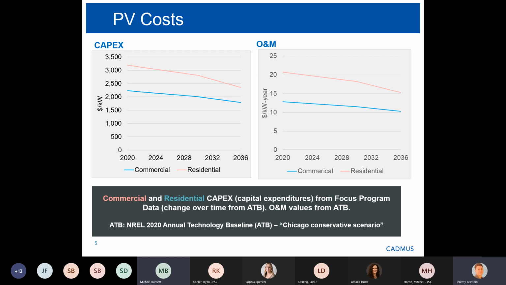Okay. Yeah, I think that's a great idea because most of our commercial systems are over 100 kW, and we haven't seen that $2.25, which is kind of where the commercial curve is at. We haven't seen that for many years. So I think that would be worthwhile.